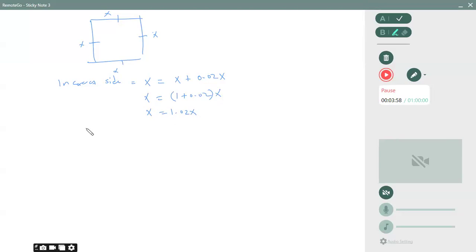Now for the correct side, it doesn't have any issue. For the correct side x, it's okay. These correct sides, they are okay. But remember, they are two. There are two that are correct.